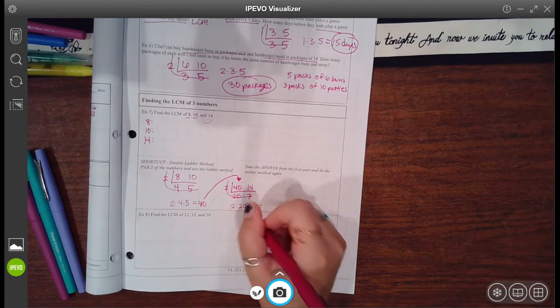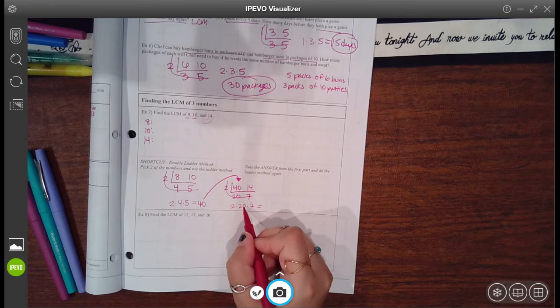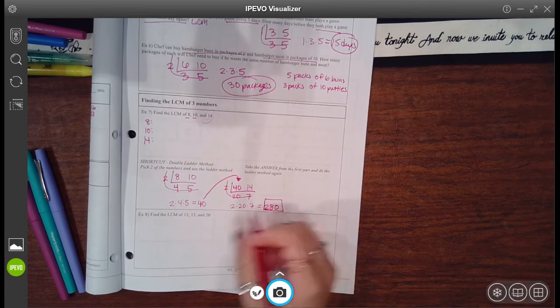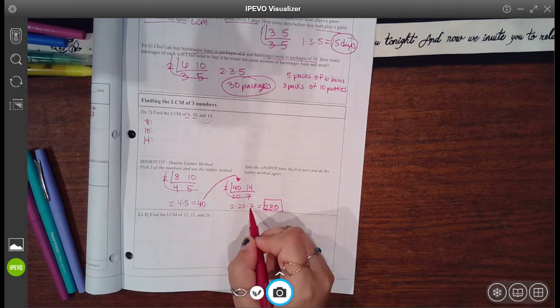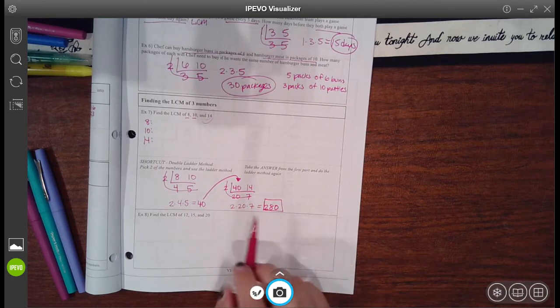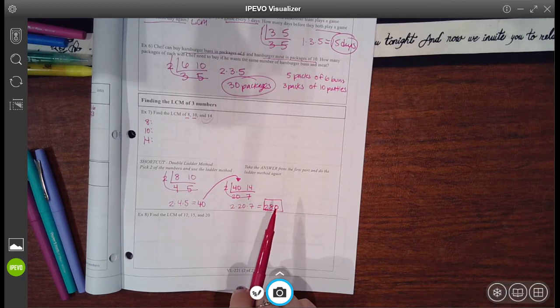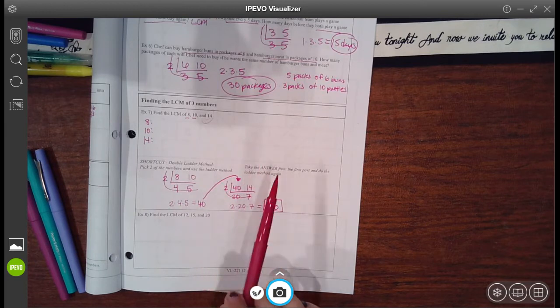That's, let's do it this way. Okay, 20 times 7, 7 times 2 is 14. Tack on the 0 is 140, and then times 2 is 280. Or 2 times 20 is 40, 40 times 7, 4 times 7 is 28, tack on a 0. You can go from the beginning or from the end, whichever makes it easier for you to multiply out. But that is how I find the LCM of 3 numbers, is you do a double ladder. That's a lot easier than if I would have listed them all out. I would have had to list all of them out up until I got to 280.